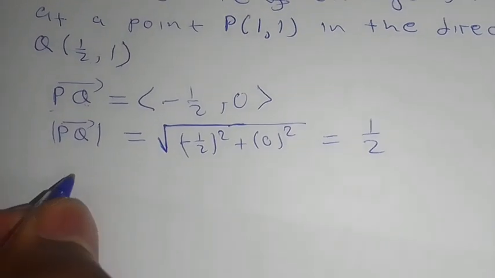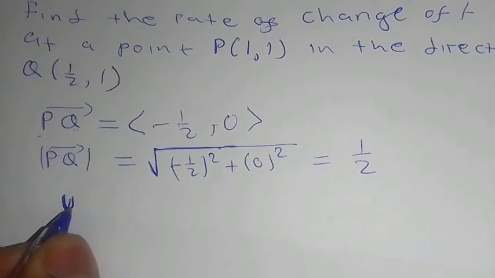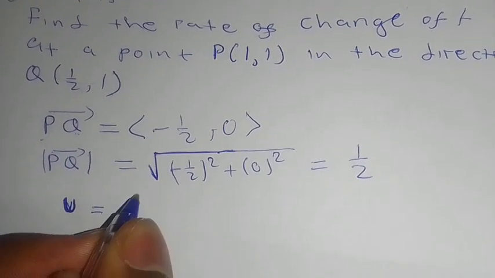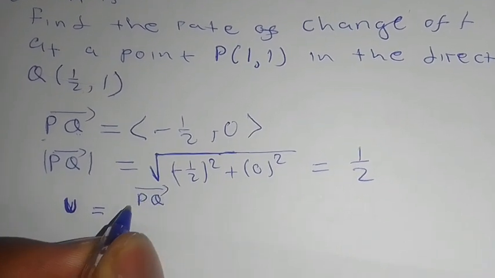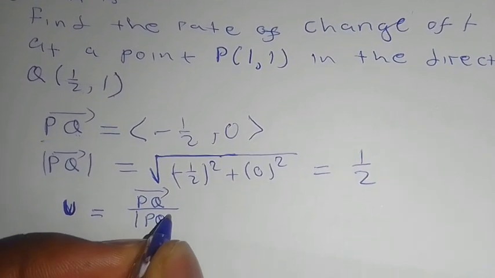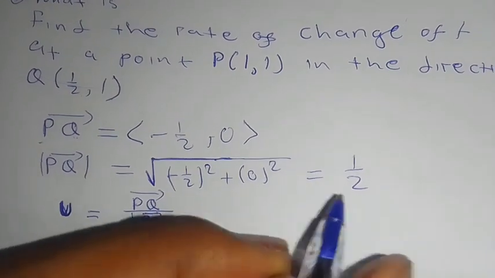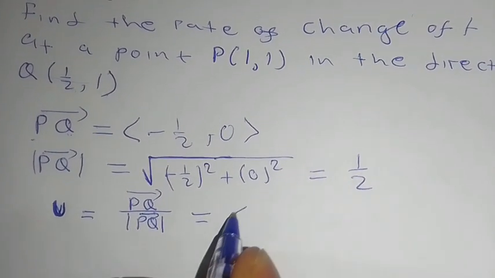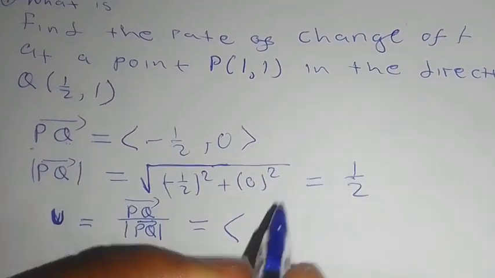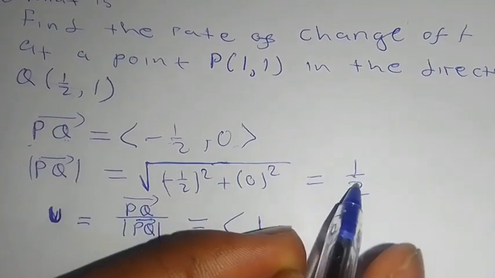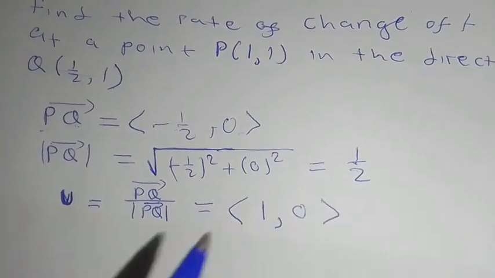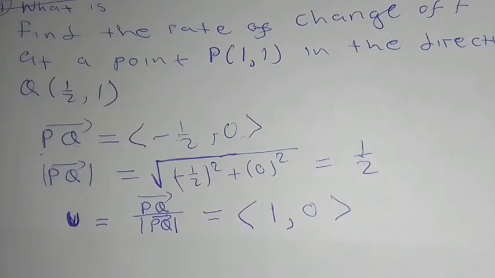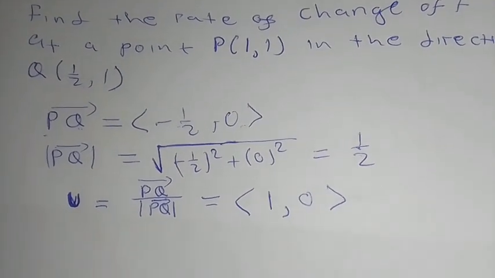Now you want to find the unit vector in the direction of PQ, so that's PQ over the magnitude of PQ. You just divide the components by the length. What's minus 1/2 divided by 1/2? That's minus 1. What's 0 divided by 1/2? That's 0. So you find that unit vector there.